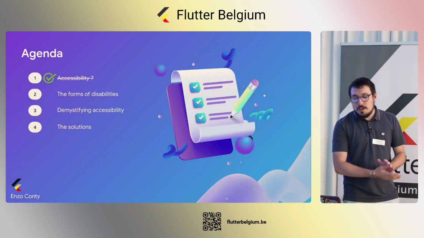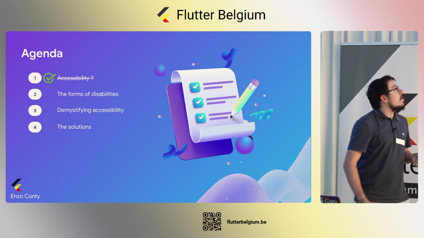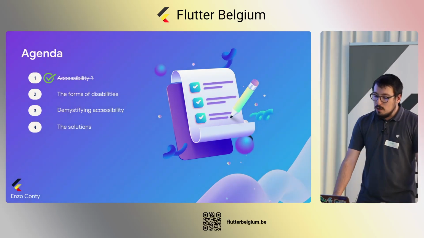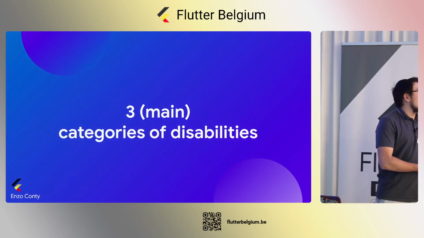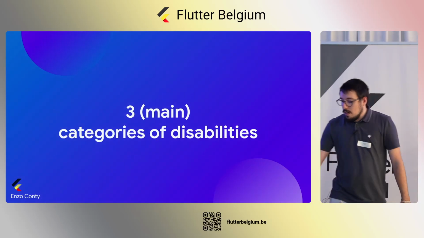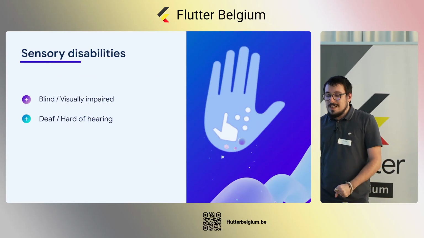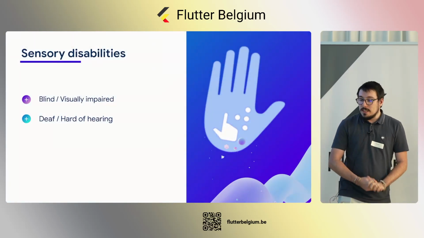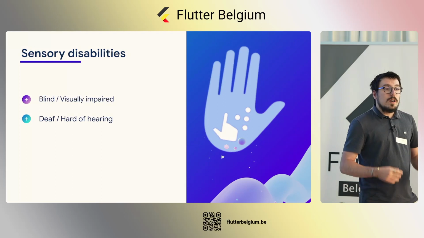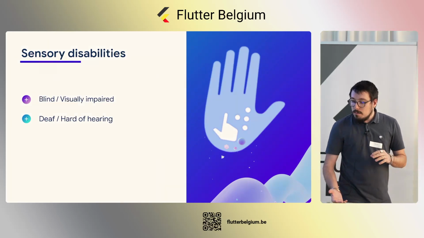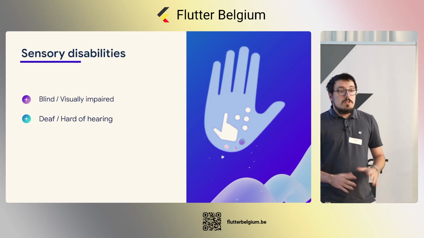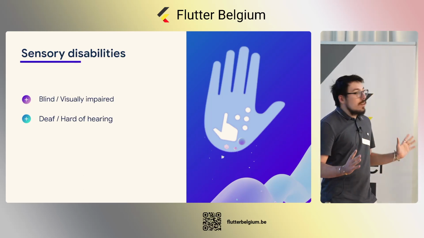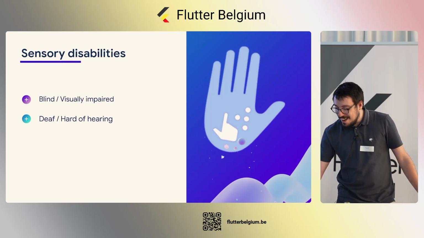All right, so now we know what accessibility is. There are different forms of accessibility, and there are three main categories of disabilities. The first one is the sensory disabilities. So what does that mean? We're speaking about blind or visually impaired people, and deaf and hard of hearing people. So this is pretty clear. I don't think I have to explain anything here.